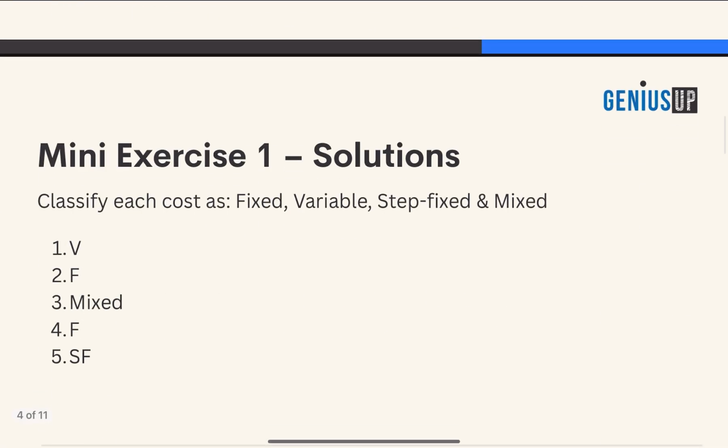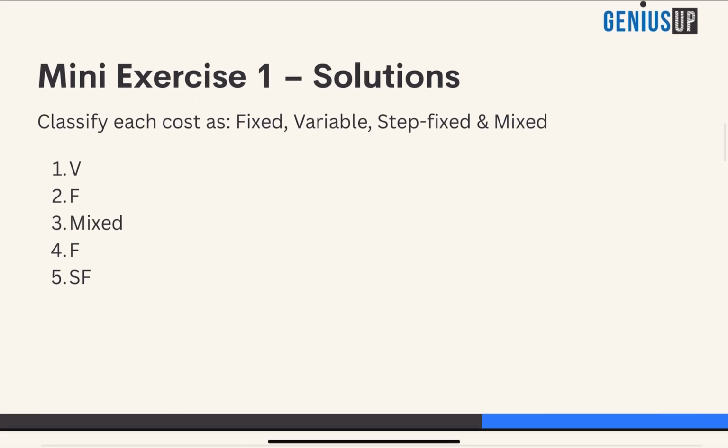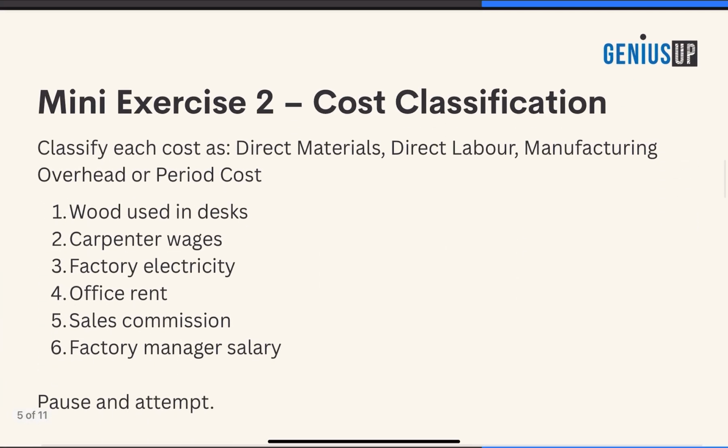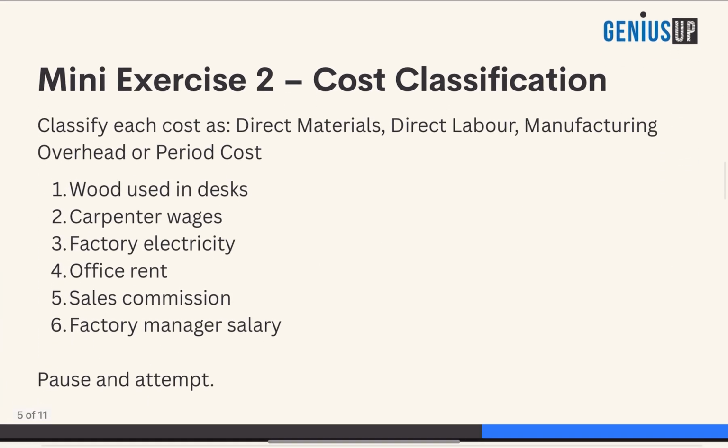So these are your answers. You have variable, you have fixed, you have mixed, you have fixed, and then you have step fixed. So you can mark for yourself. If there's anything that's unclear, you can make sure that you leave it in the comments section. And let's go to exercise number 2.